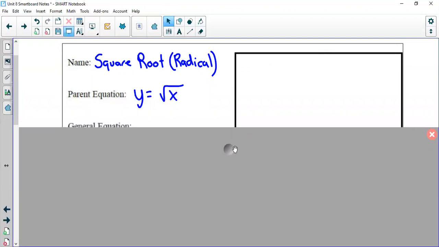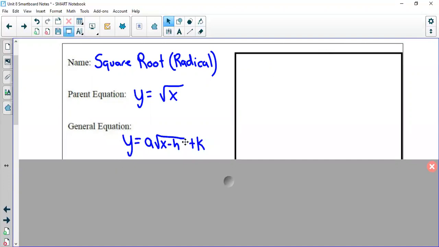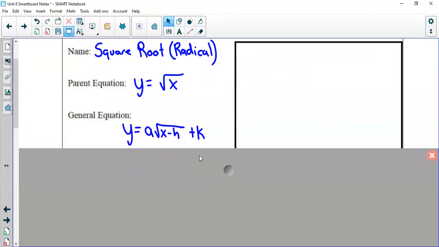And again, we can make that graphing or general equation by always putting the a in the very front. The x minus h always must be together. So the x was underneath the square root, so the x minus h must be underneath the square root, and that plus k, he's social distancing himself like he should be, by himself.